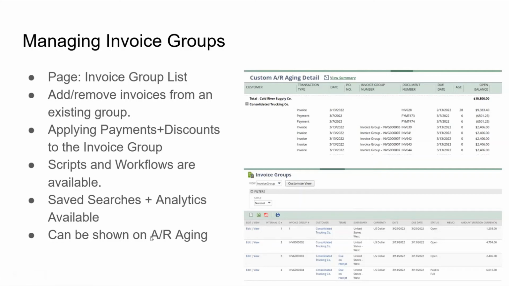And yes, these things can be shown on AR aging, but if you turn this feature on, create groups, and then go to your AR aging detail, you will not see them. So you have to customize your AR aging and add, if you search for a column called groups, you'll see them show up. And I think I had a screenshot up here where I added that. So that's really handy too.